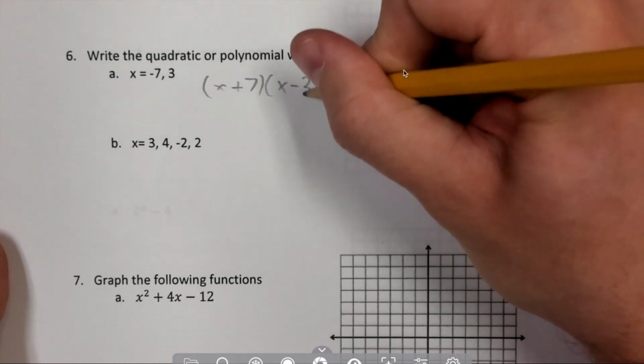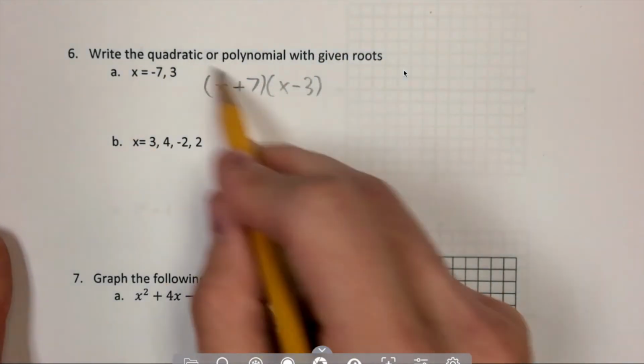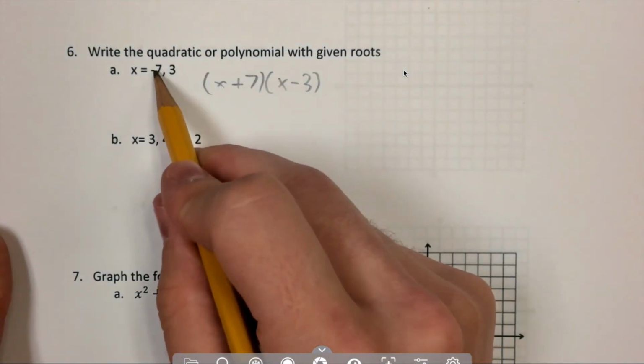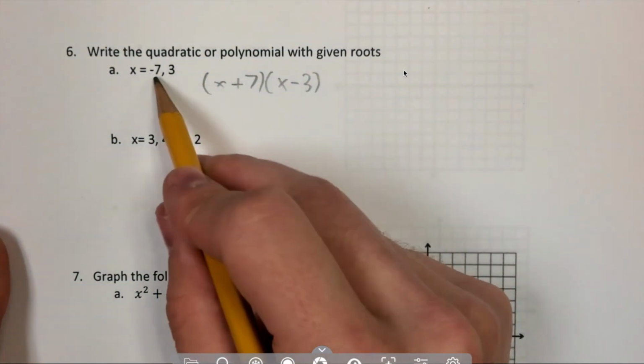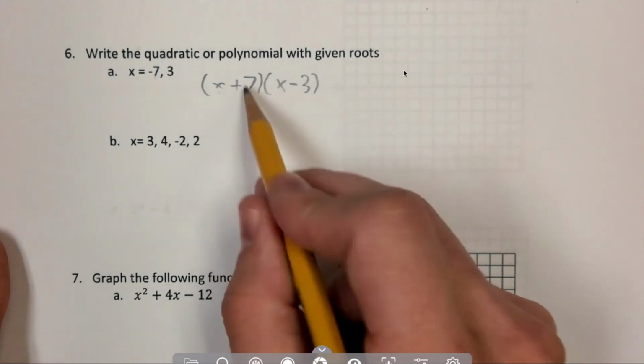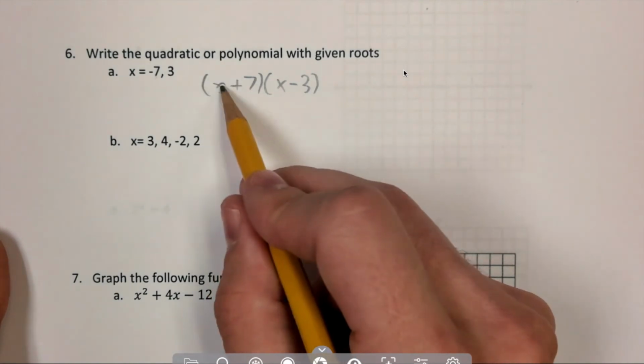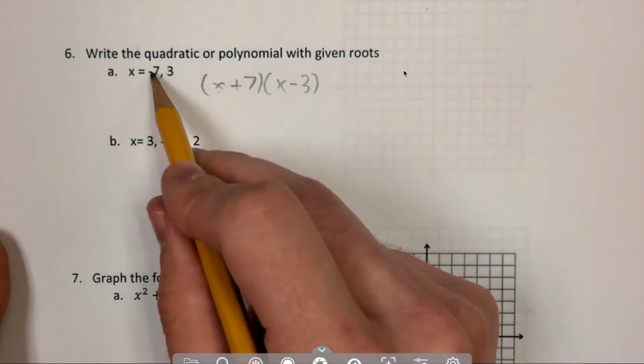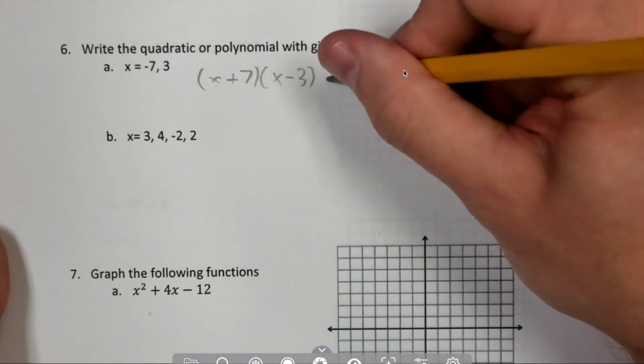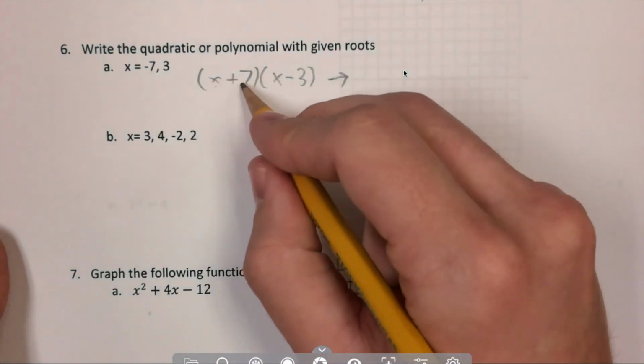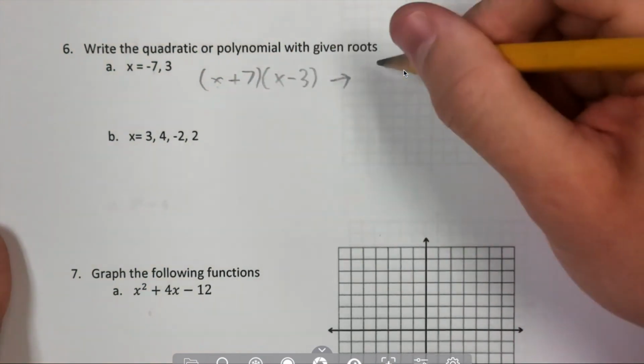Now the reason for that is because what I said before, we're trying to find what makes my polynomial or quadratic equal 0. Well, if negative 7 makes my quadratic equal 0, then plugging in negative 7 has to make this root equal 0. So negative 7 plus 7 is 0. So that's why the sign kind of switches in a sense, because you're making this parentheses equal 0 when negative 7 is plugged in. Now I want to FOIL that out.